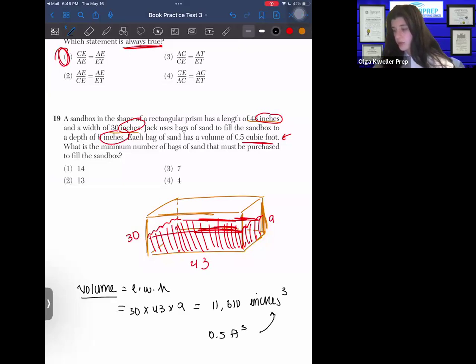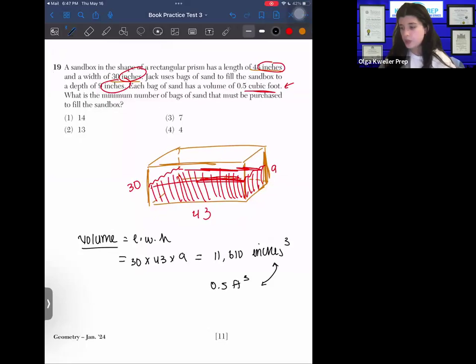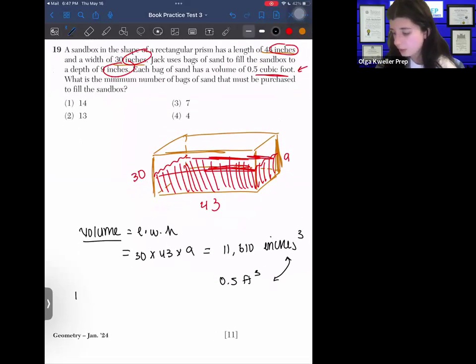So how do I do this conversion now? What do I have to do? Do you want to convert 0.5 feet cubed to inches, or do you want to convert 11,610 inches cubed to feet? Which way do you want to go? It doesn't matter. Both ways are going to give you the same answer. Okay, you want to convert inches to feet. So we're going to say 1 foot cubed is how many inches cubed? What's my conversion?